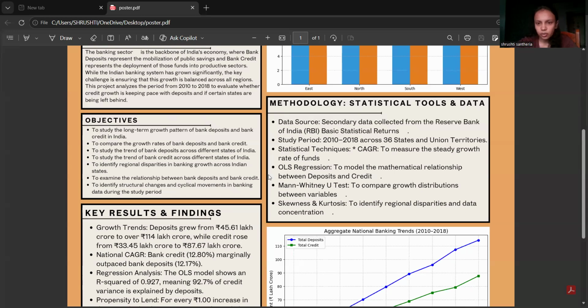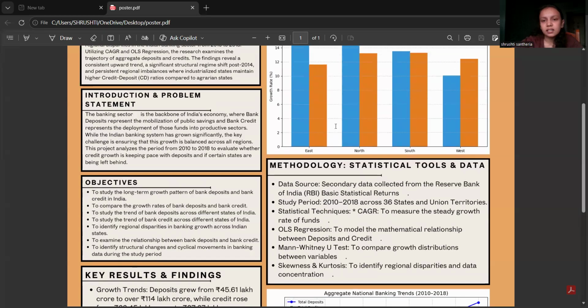Okay, the methodology used here. So I use secondary data from the RBI data sets, and my study period is from 2010 to 2018, and I have data of different states and union territories in India for these years. And the statistical techniques I used here are CAGR, meaning compound annual growth rate, to measure the growth; OLS, ordinary least squares regression, to model the mathematical relationship between deposit and credit; the Mann-Whitney U test for the comparison; and skewness and kurtosis to analyze the data distribution, to see if the data is normal or not.